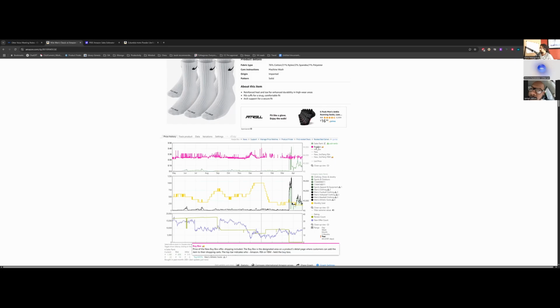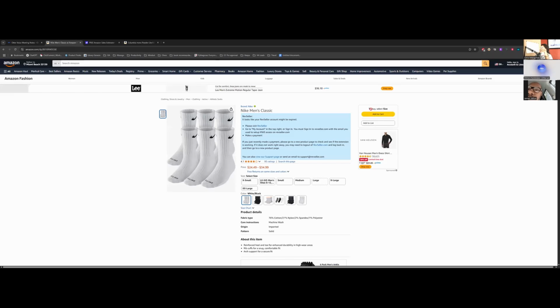Do you remember what the buy box is? I think the buy box you were saying is the price that we can get the product at, or is it the price that it sells at on Amazon? No, it's the price at which it sells on Amazon. So the buy box is this thing.